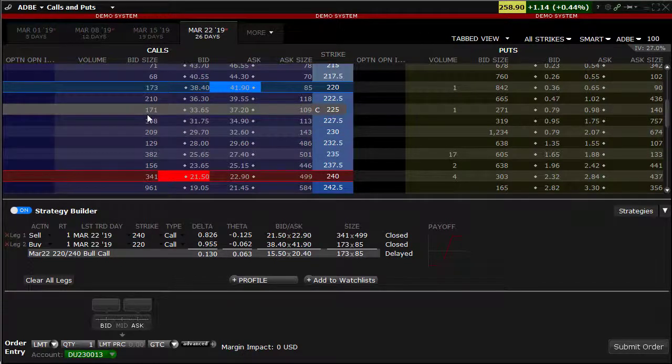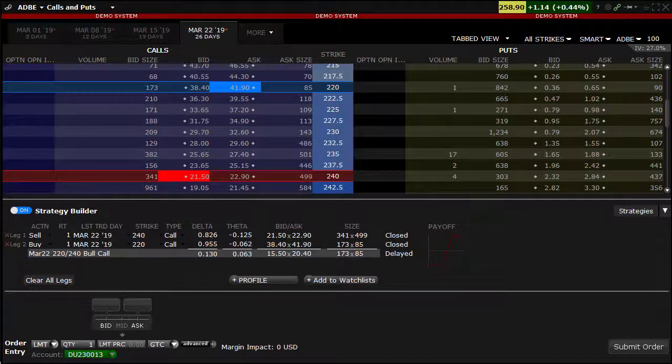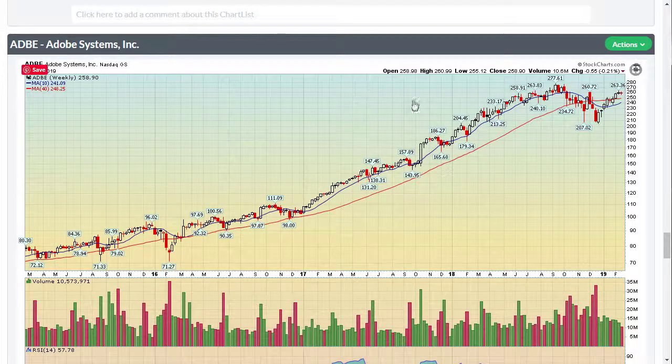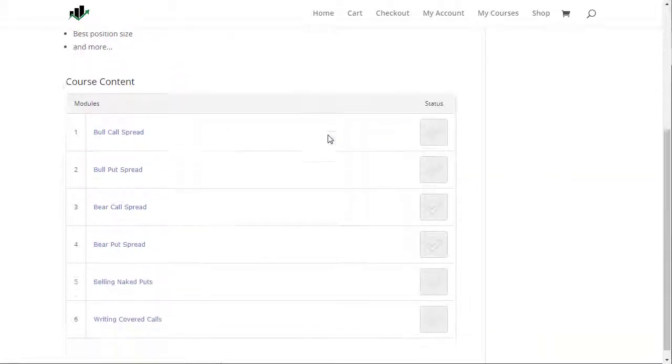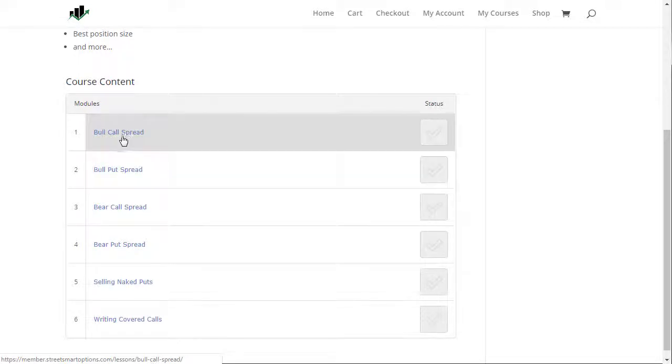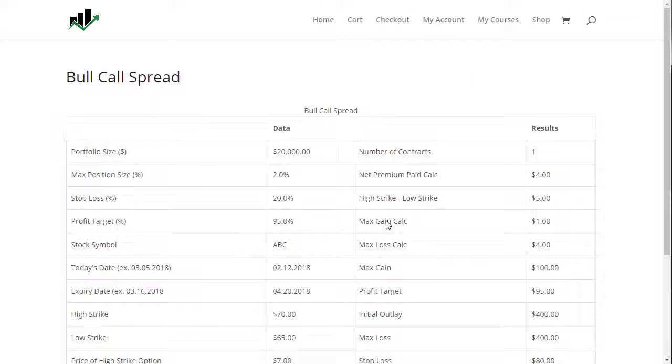So we're going to go to streetsmartoptions.com, which is our website, and we're going to go take a look at the options calculator. And now we have several different option calculators on our website. We're going to go look at the bull call spread. So let's click on that. And it says real time, so something like that.